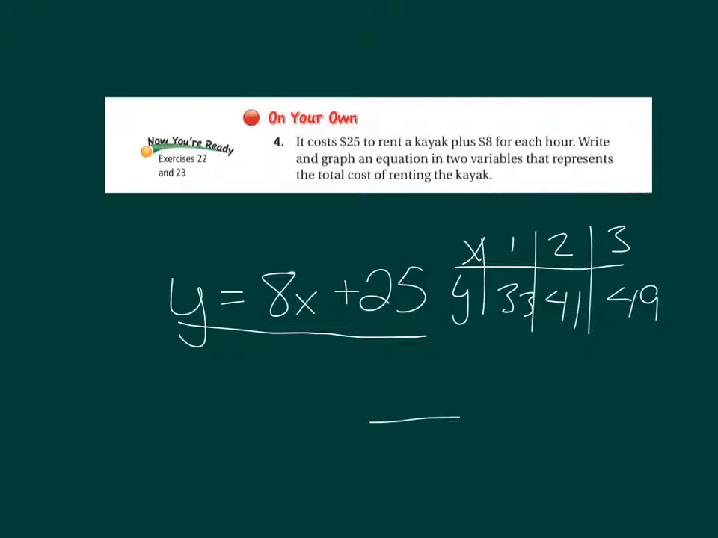Again, if you were to graph something that looks like this, your starting fee is going to be at $25, and it's going to increase by 8. So it's going to be a function that goes up like this slightly, because for every hour you pay another $8, and it's going to go up like that.